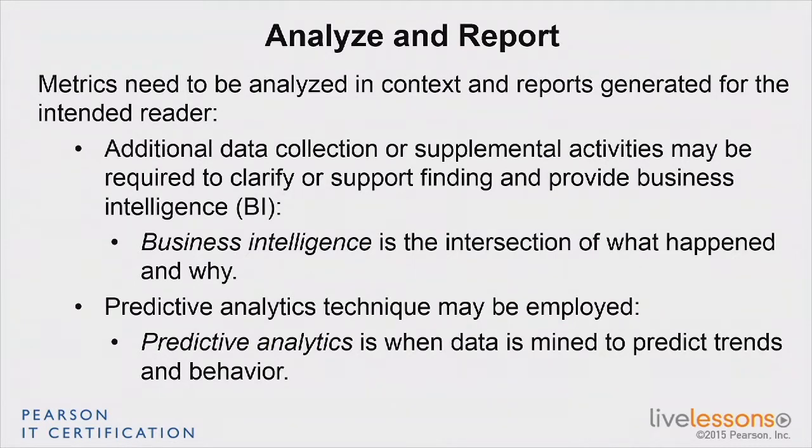So we've got our metrics, we're going to be analyzing them, we're going to create reports for our intended audience. And we have to think about two outcome objectives. One is the business intelligence, so when something happened, we want to be able to explain what happened and why it happened, which is sort of backwards looking. But then we want to be forward looking in our predictive analysis and saying, based on what we know, how can we predict trends and behavior?